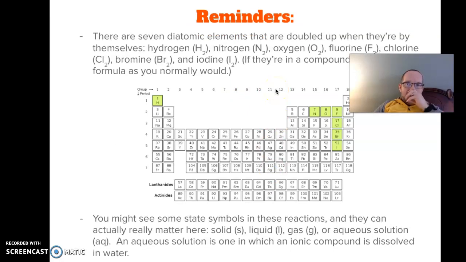Like we talked about in class these last few weeks, there are 7 diatomic elements, and diatomic means 2 atoms that are doubled up when they're by themselves. So if you see them by themselves in a reaction, that is without another element in a compound, they're going to be written as you see on the screen. So hydrogen is H2, nitrogen is N2, oxygen is O2, fluorine is F2, chlorine is Cl2, bromine is Br2, and iodine is I2. You can see that actually 6 of these 7 form the number 7 here on the right side of the periodic table.